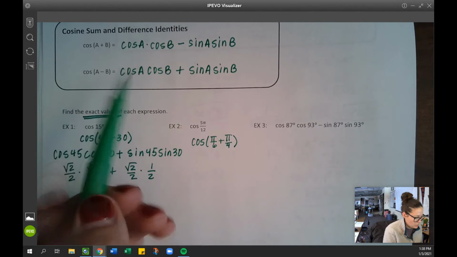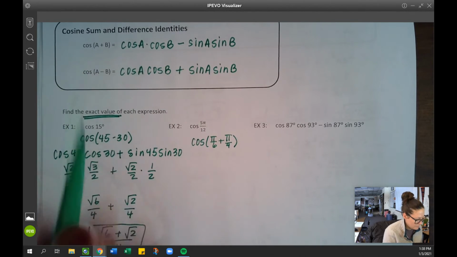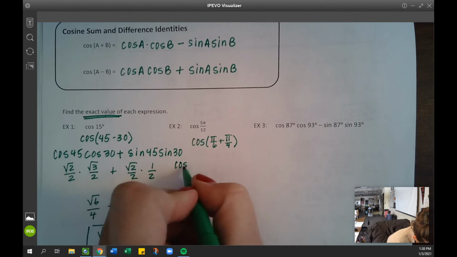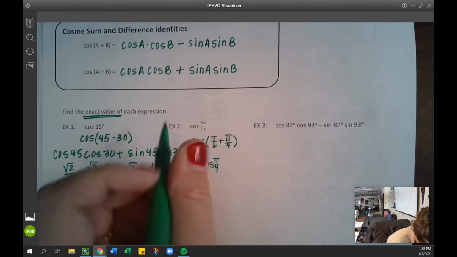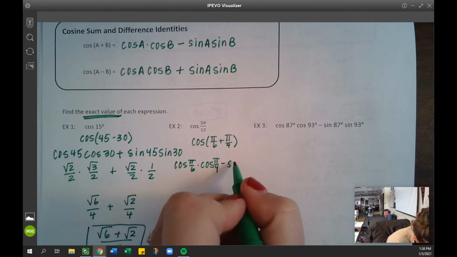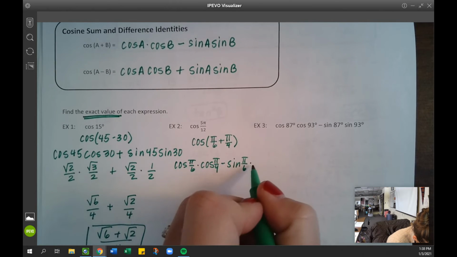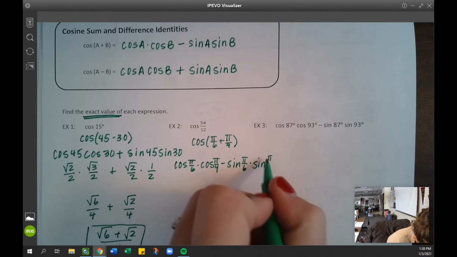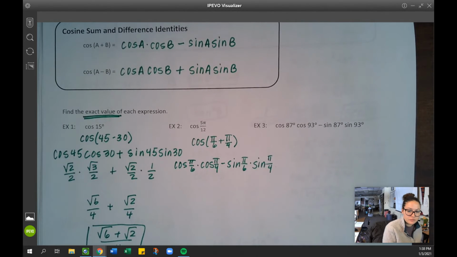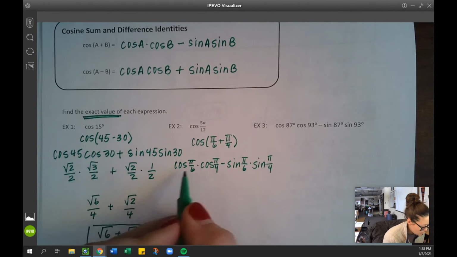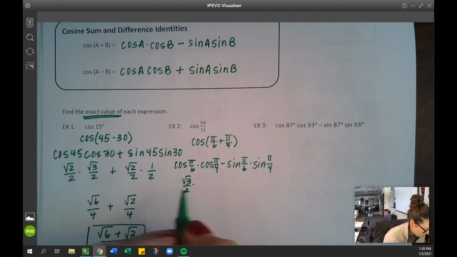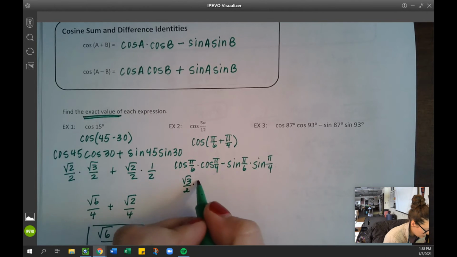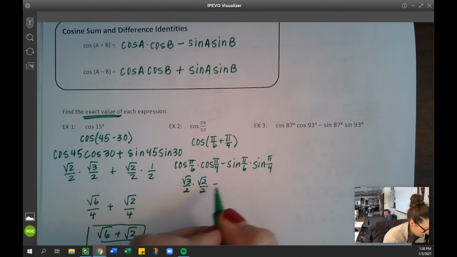And now we're going to use our sum identity. So cosine pi over 6 times cosine pi over 4 minus sine pi over 6 times sine pi over 4. And once again, we're going to get those values from the unit circle. So cosine of pi over 6 is square root of 3 over 2. Cosine pi over 4 is square root of 2 over 2.